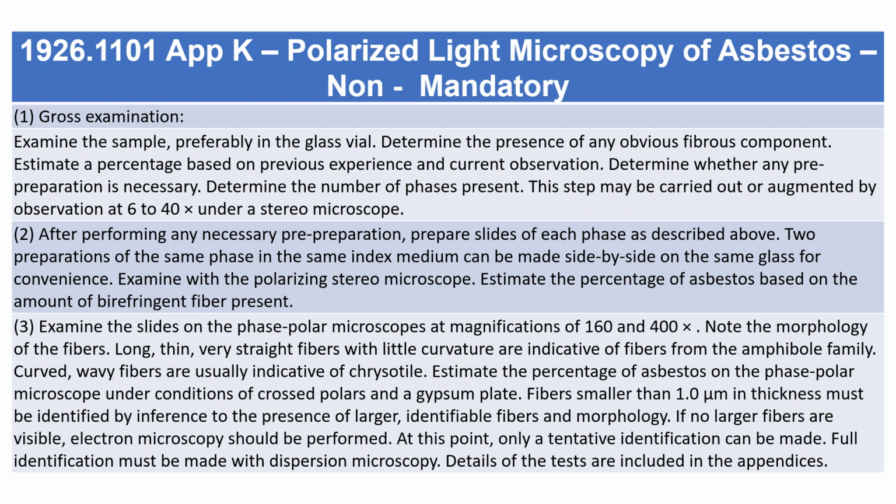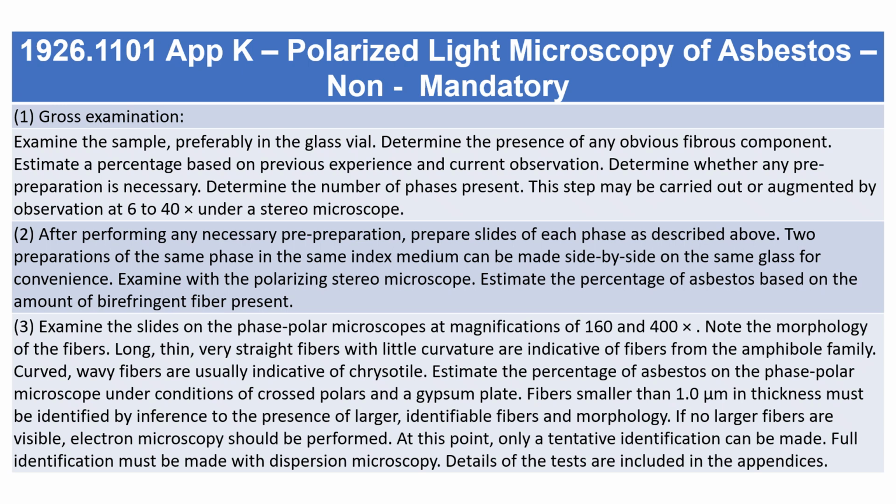3. Examine the slides on the phase-polar microscopes at magnifications of 160 and 400 times. Note the morphology of the fibers. Long, thin, very straight fibers with little curvature are indicative of fibers from the amphibole family. Curved, wavy fibers are usually indicative of chrysotile. Estimate the percentage of asbestos on the phase-polar microscope under conditions of crossed polars and a gypsum plate.